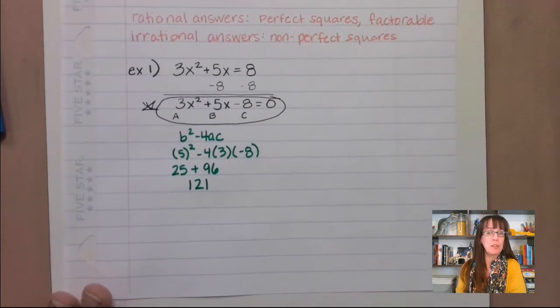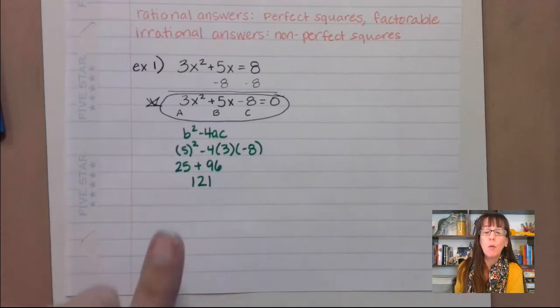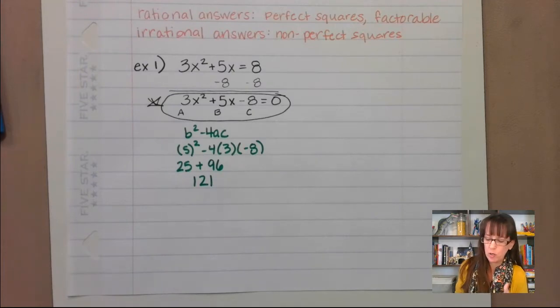121 is a perfect square, so this is a factorable one. It's going to be rational because it's a perfect square and it's factorable. So we could have factored it at the beginning, but we're going to complete the square. All right, now that we have, and because this is positive, it means that we're going to have two real solutions. Once you have your discriminant, you're ready to actually use your quadratic formula.